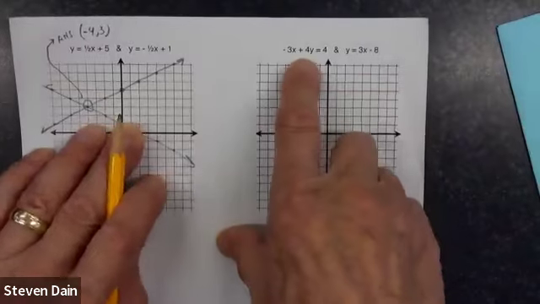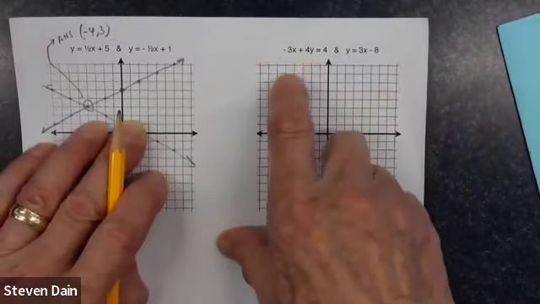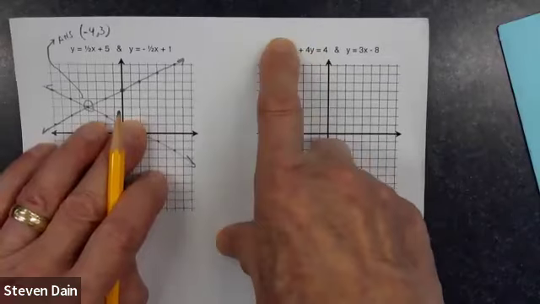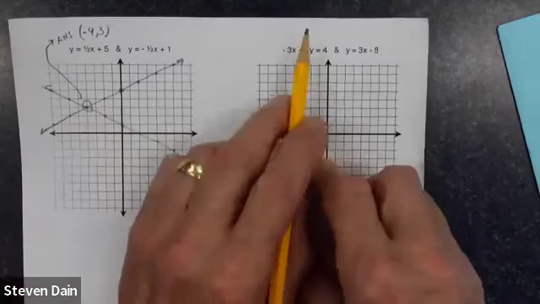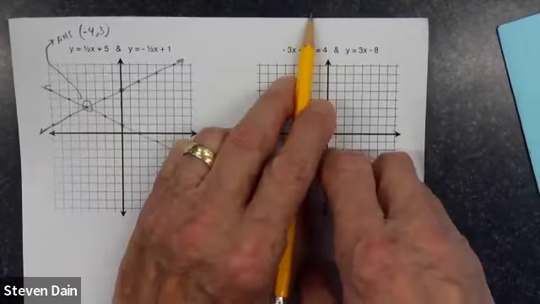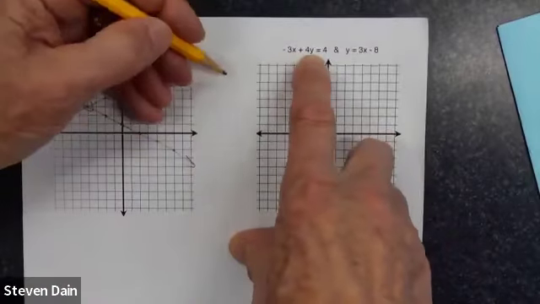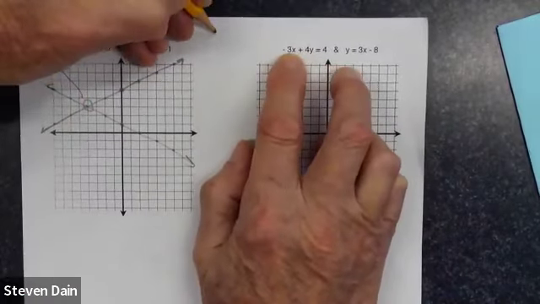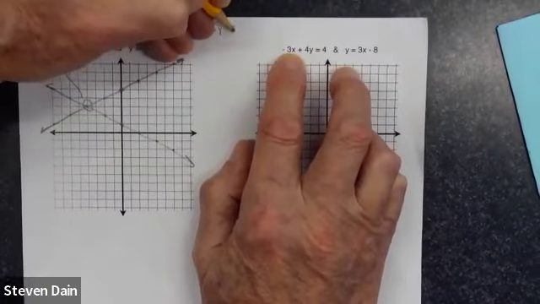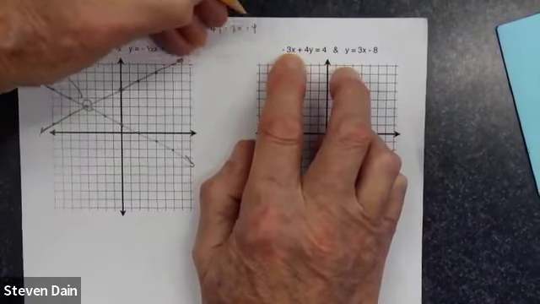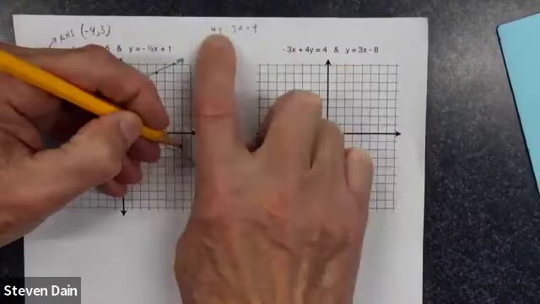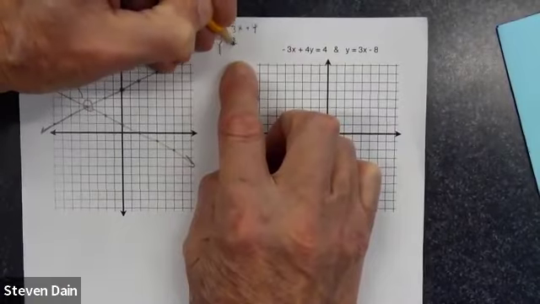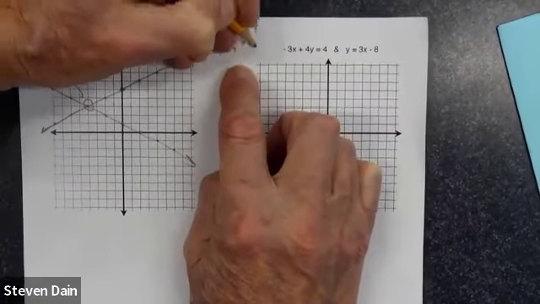Okay, this one's a little bit of a pain in the neck because if I plug in 0 for x, I get a whole number for y. But when I plug in 0 for y, I get a fraction for x. So I got to change this to slope-intercept form. I'll start by adding 3x to both sides, and then it will say 4y equals 3x plus 4. And now I'm going to divide everything by 4. That'll make it say y equals 3/4 x plus 1.